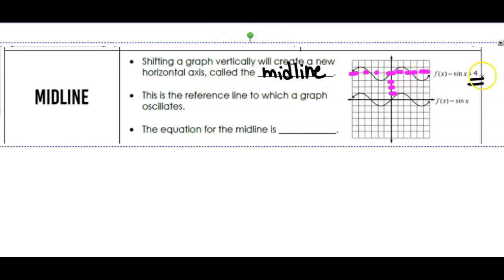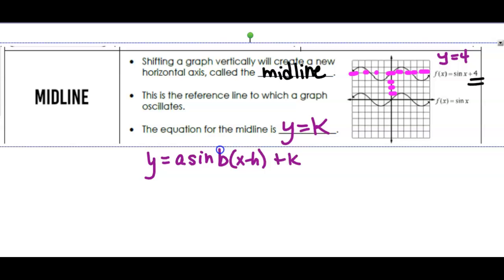So the midline is up here for this one at y equals 4 because of this vertical shift up 4. This is the reference line about which it oscillates, meaning it goes above and below. The equation for the midline is just y equals k, whatever k was from this. It could be sine or cosine. And I don't like that they don't put more parentheses here, but okay.